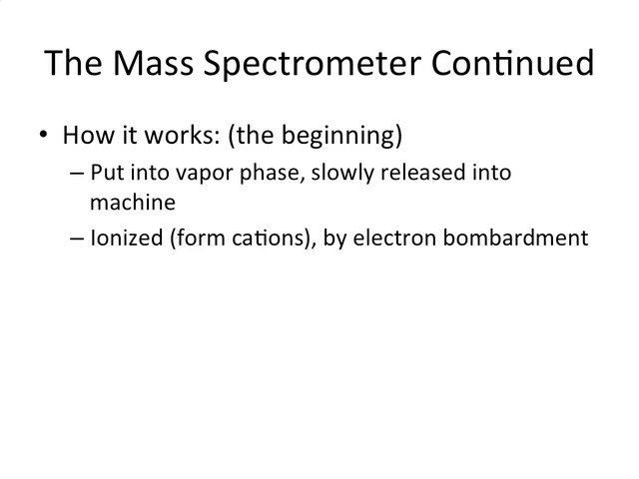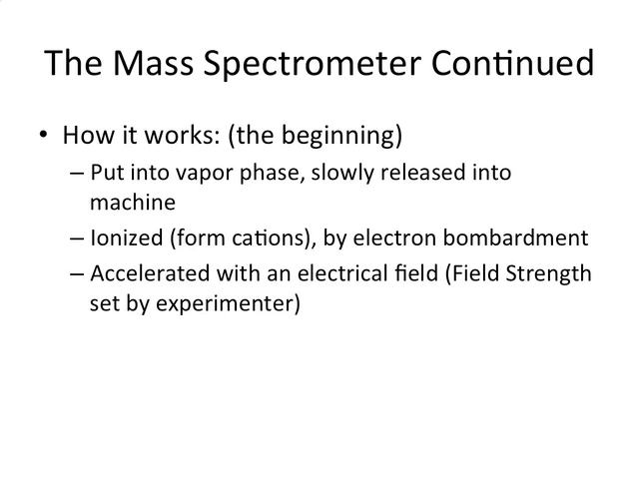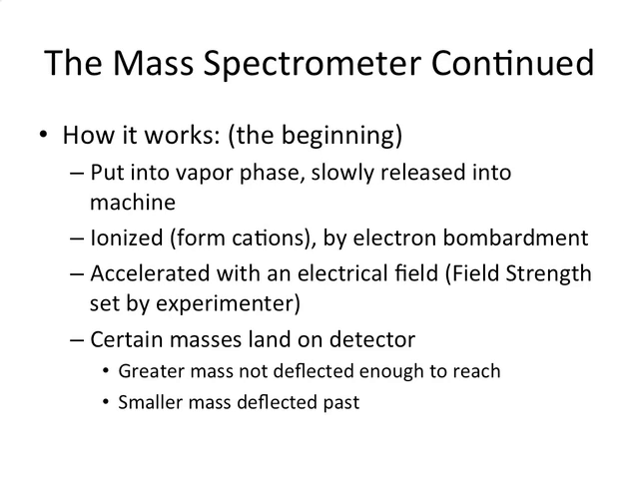And we know that we need to focus on nuclei because the majority of our mass comes from the nucleus. The mass of the electron is practically negligible. Once we have these cations, we can accelerate them through an electrical field, and the strength of this field is set by the experimenter. They anticipate what they're going to be looking at, and so they can refine where they want these things to end up hitting in the very end.